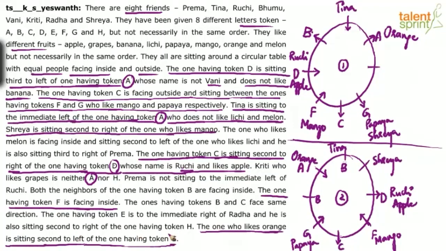I think tokens are done, right? How many have been marked? Definitely D, F, C, G, A. In both the cases, D, F, C, G are marked.